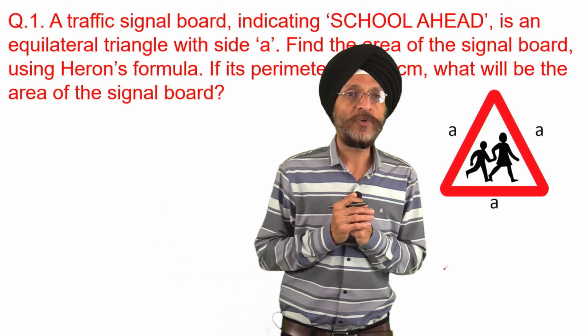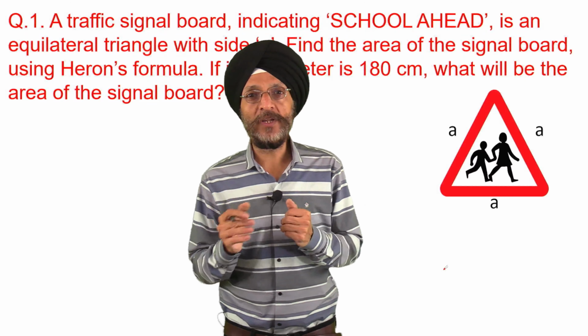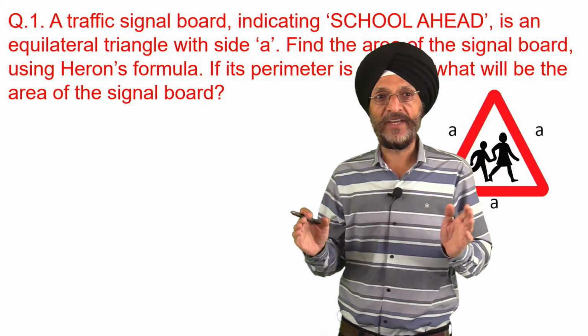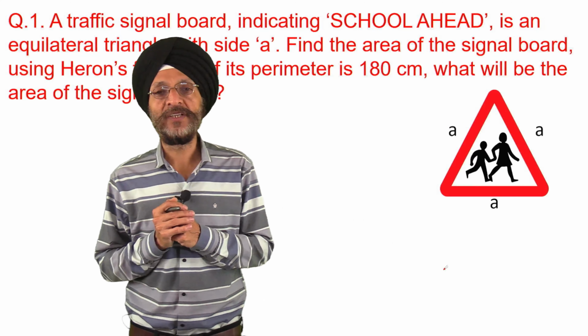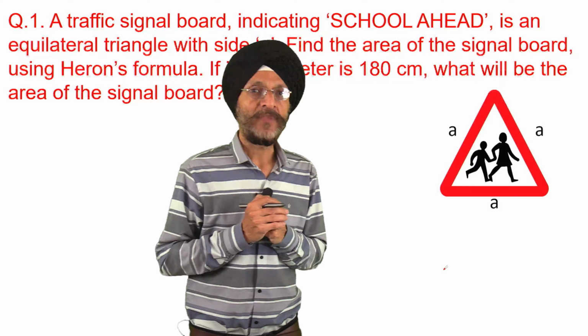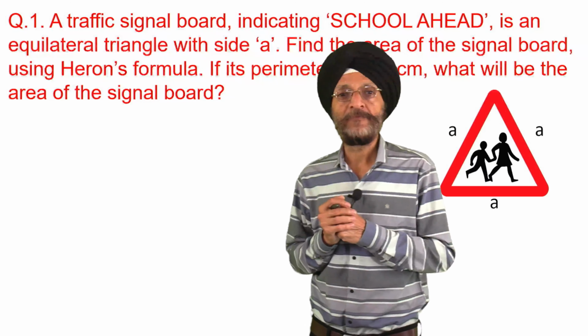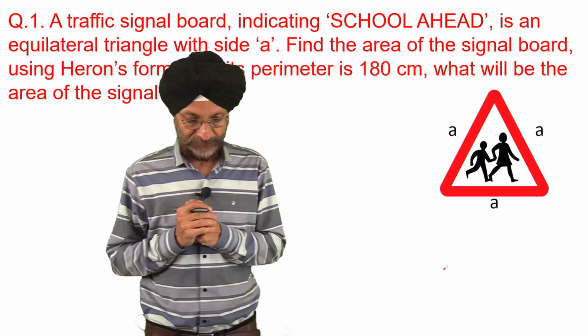What is the question? A traffic signal board indicating a school ahead is an equilateral triangle with side a. Find the area of the signal board using Heron's formula, if its perimeter is 180 centimeter. What will be the area of the signal board?